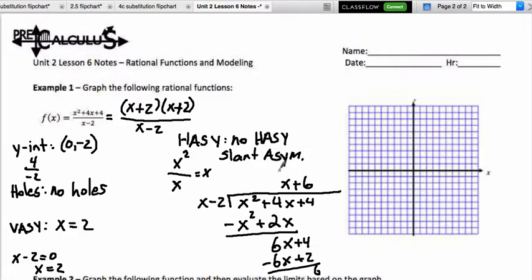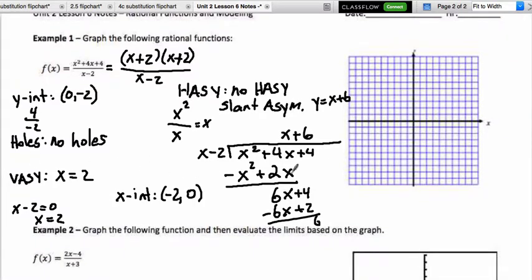And actually, when we're looking for the slant asymptote, we don't care about the remainder. So our slant asymptote is just this part right here. So y equals x plus 6. This is a line in slope-intercept form, so we're going to graph that in a little bit.